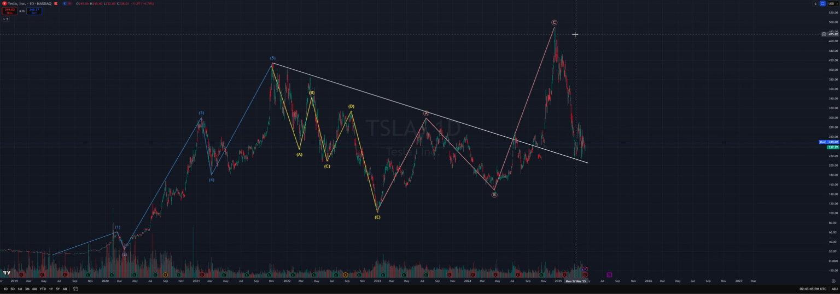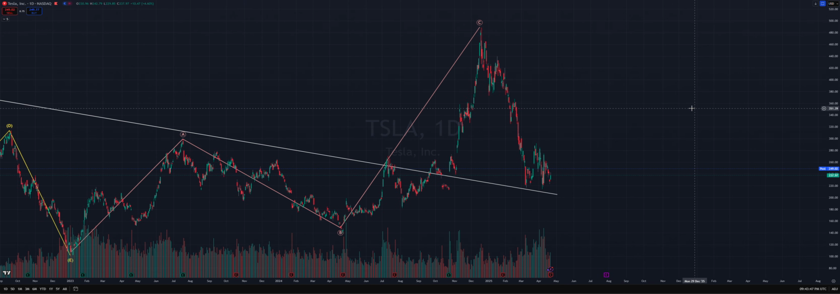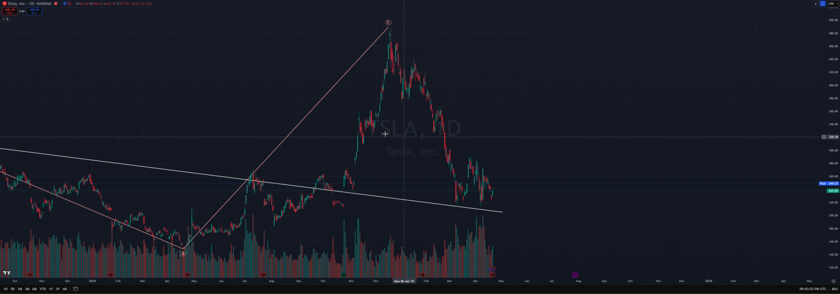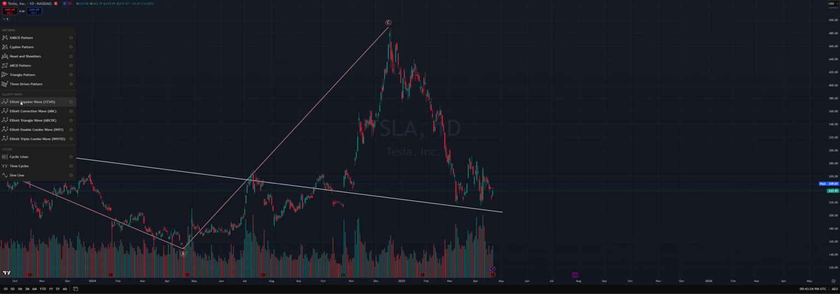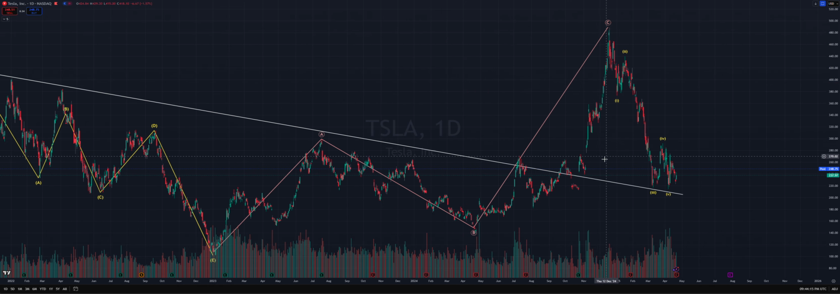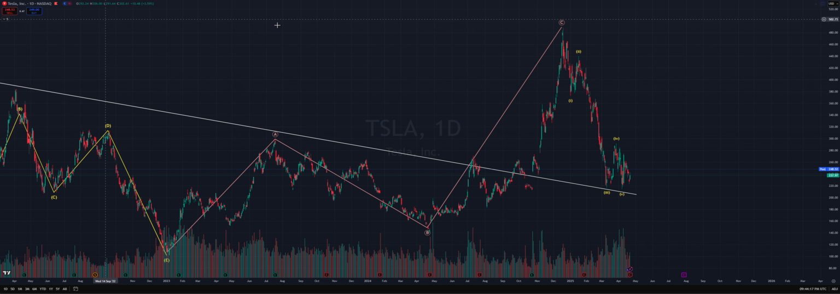Now, if that's the case, then if you zoom in a little bit, this entire move here is a 1, 2, 3, 4, 5. So you have a 1, a 2, a 3, a 4, and maybe this is a fifth wave. I don't know if that's the fifth wave. It could be, but it was a pretty short fifth wave.